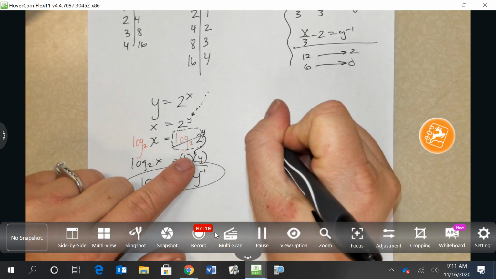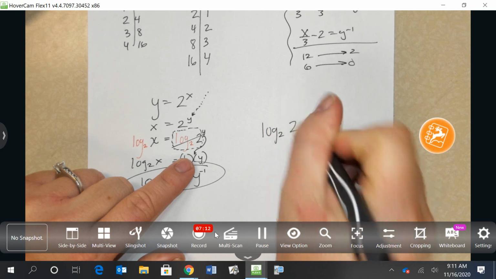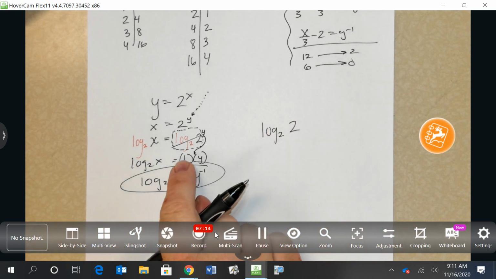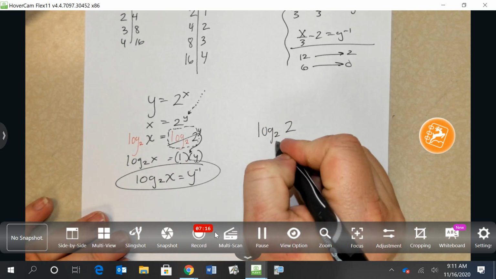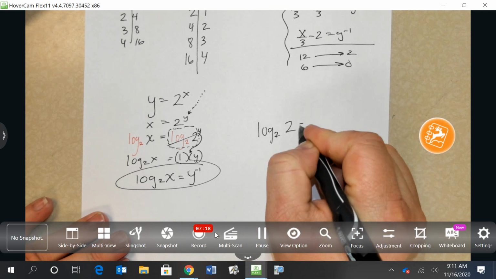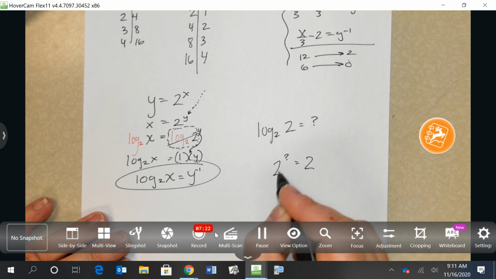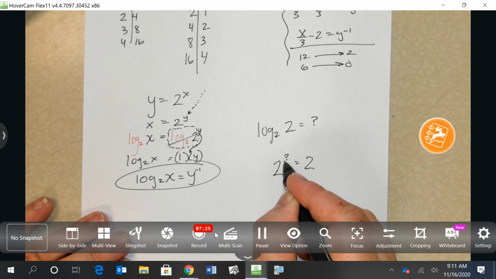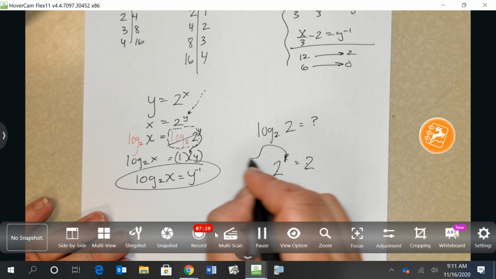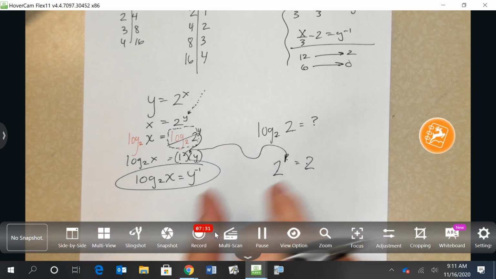Now, how did this thing just appear to be 1? Let's talk about that before we jump into logs. How did this thing just turn into a 1? Well, this is what this means. It means if you take this number and you raise it to some exponent, you're going to get an answer of 2. So what's the only number you can raise 2 to and you get 2? 2 to the first is 2. That's how this whole thing became 1, and that's what we're going to jump into right now.